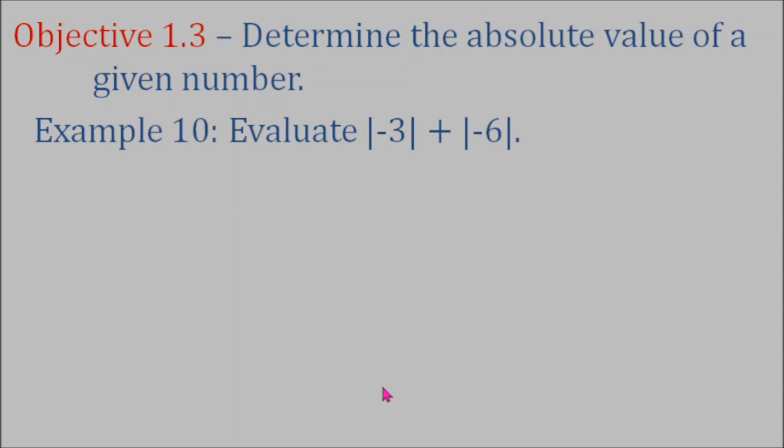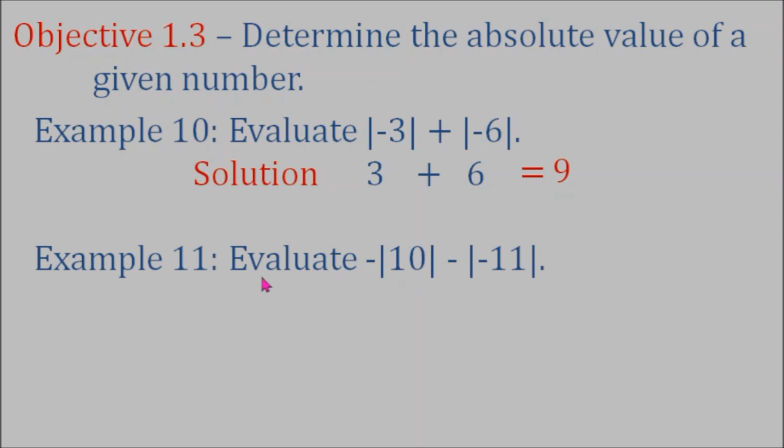Objective number 3. Determine the absolute value of a given number. We have here example number 10. Evaluate the absolute value of -3 plus the absolute value of -6. So the absolute value of a number is the positive of that number. This means the absolute value of -3 is 3, and the absolute value of -6 is 6. So we have here the absolute value of -3 plus the absolute value of -6 becomes 3 plus 6, and 3 plus 6 equals 9.